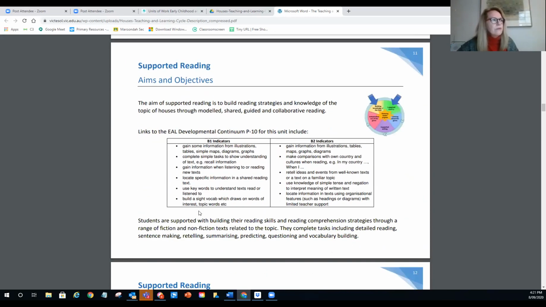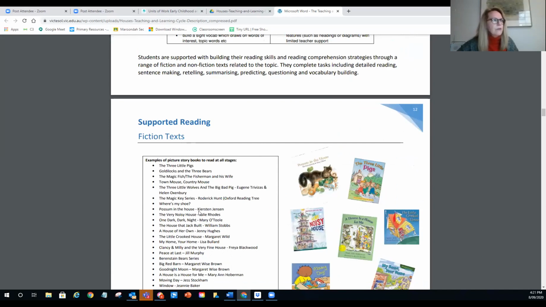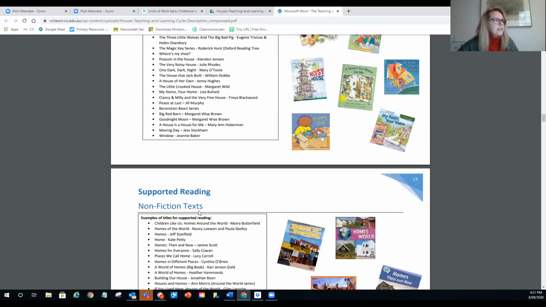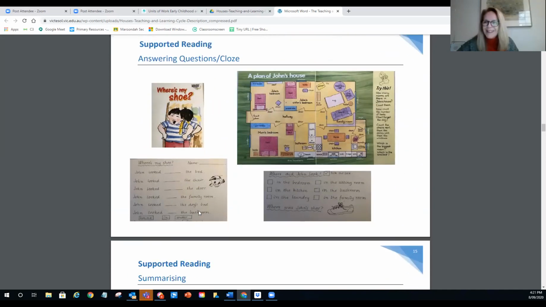So now we move on to supported reading. The aim there is to build reading strategies and knowledge of the topic through modelled, shared, guided and collaborative reading. We expose the students to a range of fiction and non-fiction texts. There's an example of a text, Michelle, you'll be familiar with that one, about a boy who loses his shoe in the house, and so we look at prepositional phrases there just to help the students build up their language about where he looked for his shoe, introduce them to plans of the house as well, as many visuals as we can.